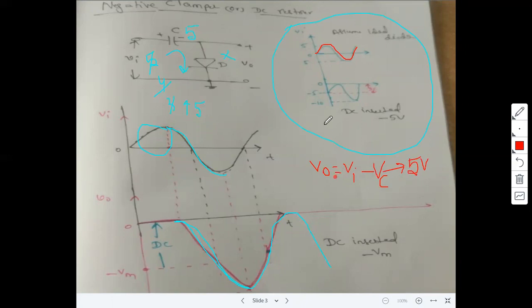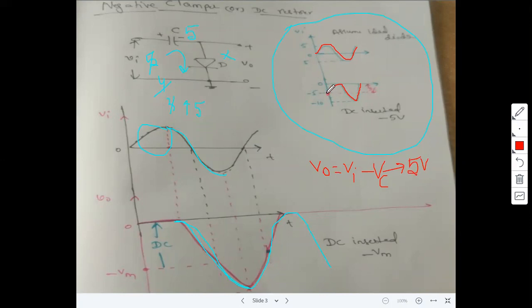Now the three cases: when input is equal to 0, output is equal to -5. When input is equal to 5, output is equal to 0. When input is equal to -5, output is equal to -10. Like that, the output follows. That means observe this circuit. When Vi is equal to 0, what is the output here? When Vi is equal to 0, output is equal to -5.